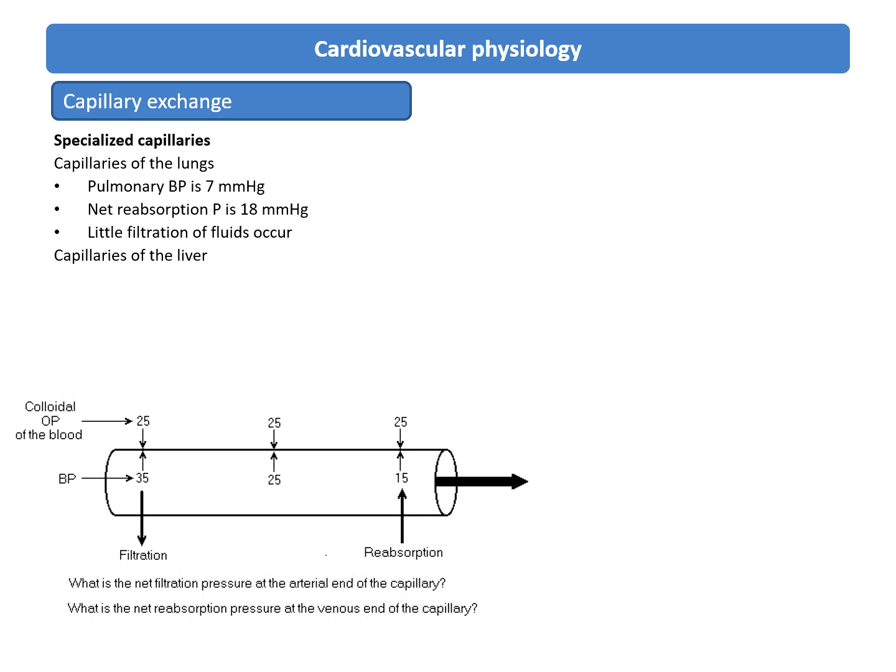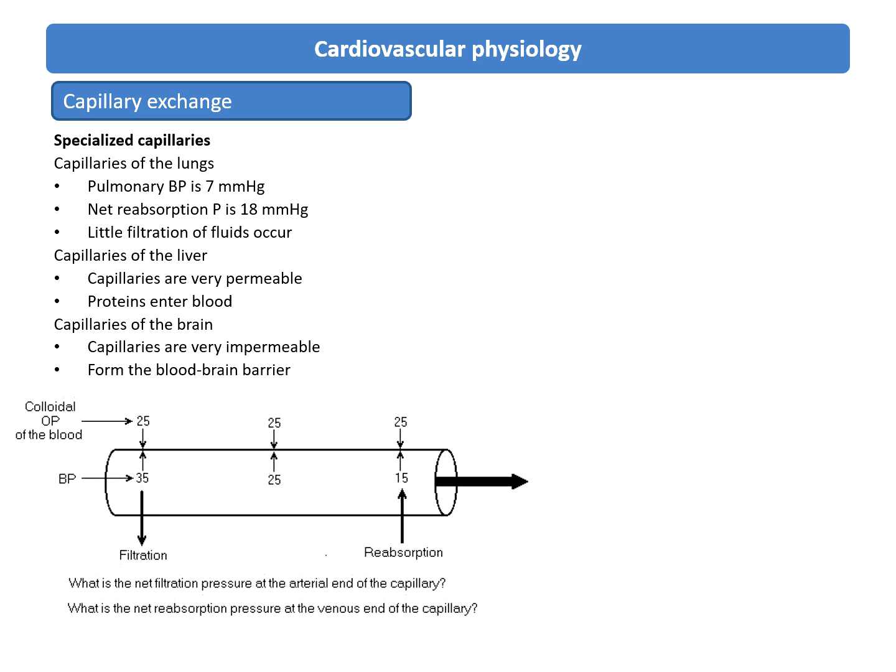On the other hand, the capillaries of the liver are very permeable, so permeable that proteins can easily enter the blood and exit the blood. On the other hand, capillaries of the brain are very impermeable. They form the so-called blood-brain barrier that prevents harmful substances from entering the brain.